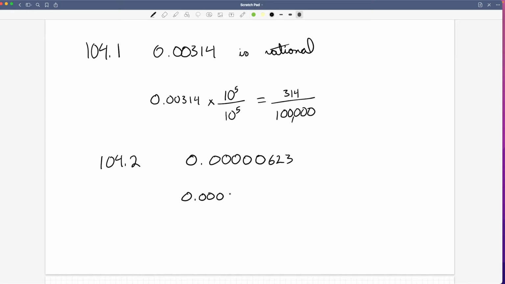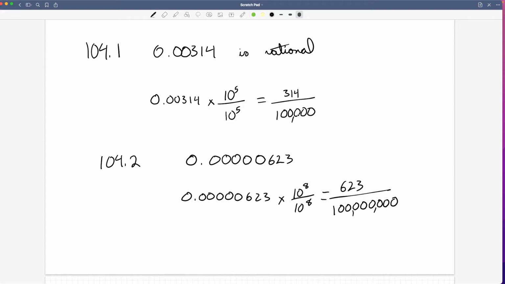So times 10 to the 8 over 10 to the 8. That would be 623 over 1, 2, 3, 4, 5, 6, 7, 8 zeros. We put in our commas, and that is 100 million. 623 over 100 million. That's it. We've shown it as a fraction. So we've proven that decimals can be expressed as rational numbers pretty easily. We just have to count their decimal places and put them over the appropriate place value.